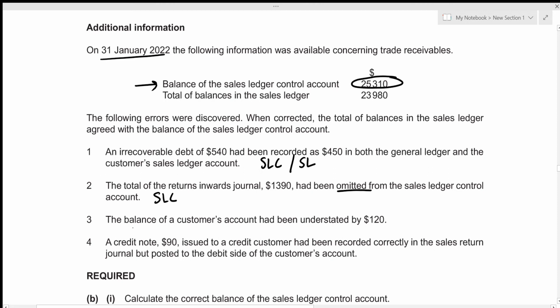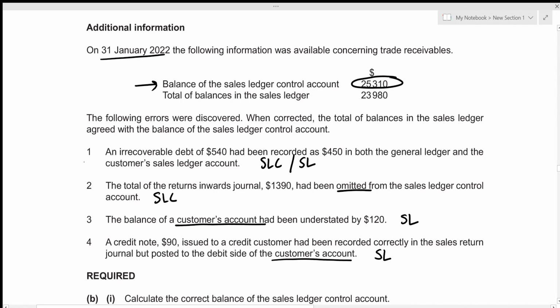Then we are given that the balance of a customer's account had been understated by 120. So the customer's account only affects our sales ledger and not the sales ledger control account. Then lastly, we have a credit note of 90 issued to a credit customer that had been recorded correctly in the sales return journal but posted to the debit side of the customer's account. So again, this is an error relating to a customer account, meaning that this will only affect the sales ledger and not the sales ledger control account.